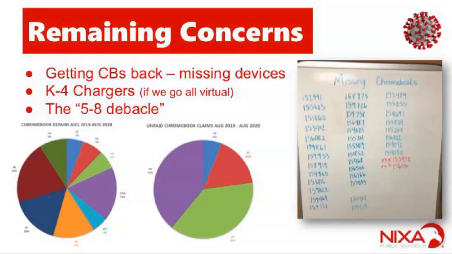If you look at the graph on the right, the big purple one, that's unpaid claims. I mean, the whole thing is unpaid claims. The purple is our high school. Take that out of the picture. The rest is all 5 through 8, and those are our unpaid claims. So not only do we have a lot of claims in 5-8, many of those claims go unpaid. So it becomes something that becomes a liability to the district.